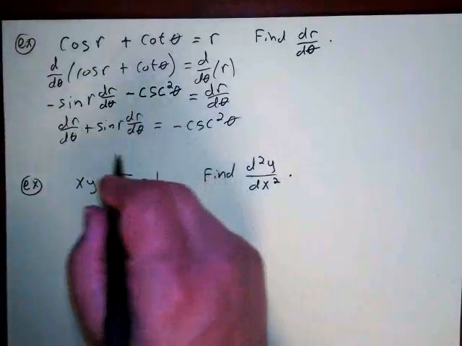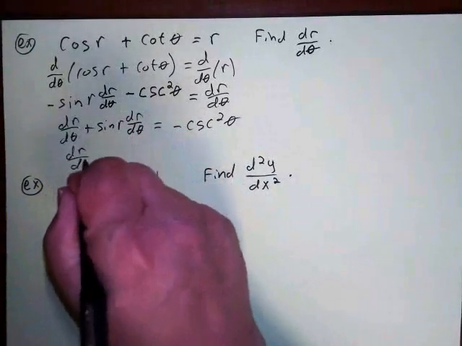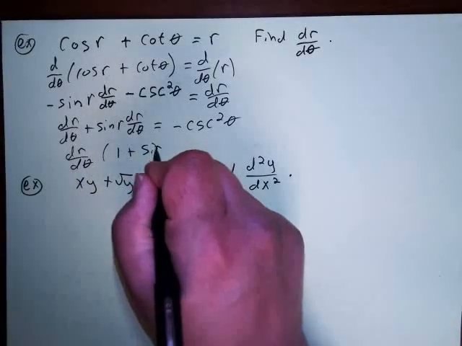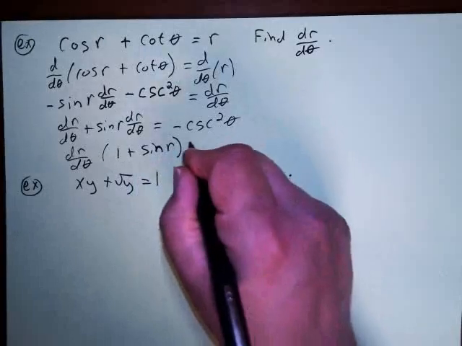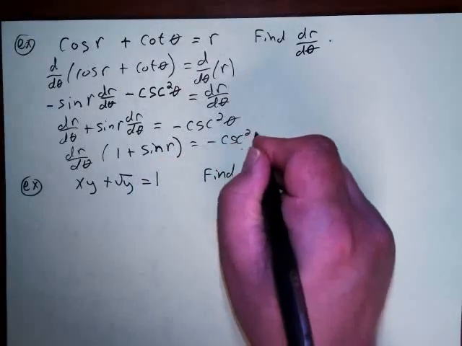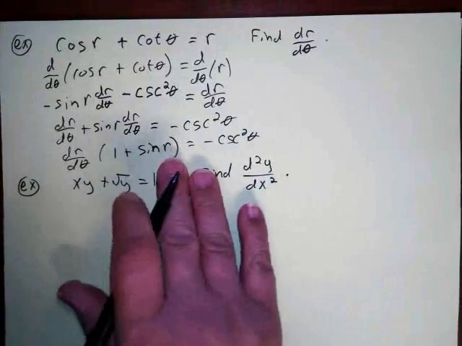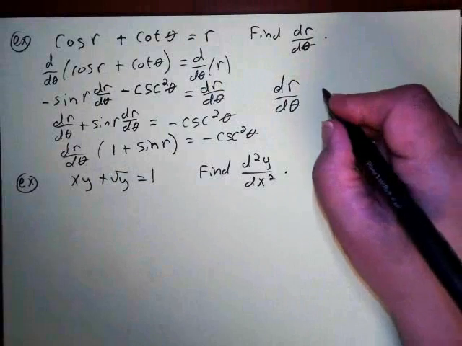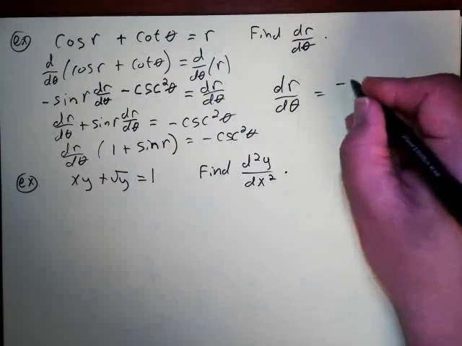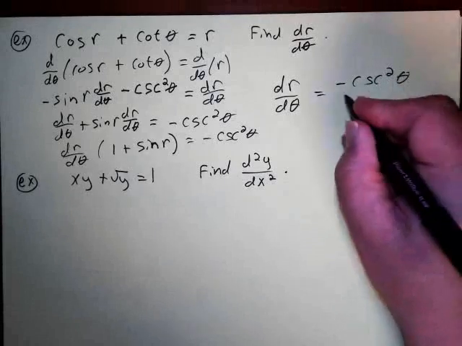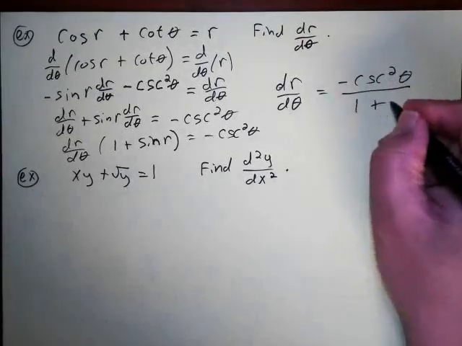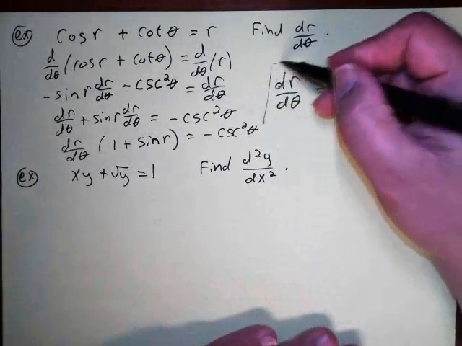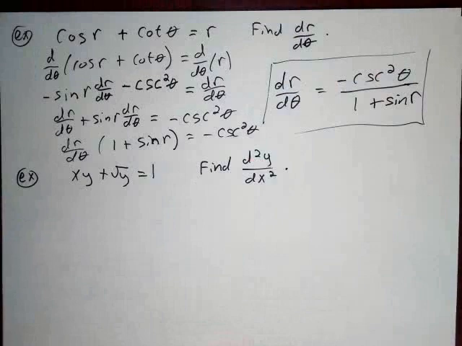Okay, so then I can factor out the dr/dθ, and then I'm left with just 1 plus sine of r, and that's equal to the opposite of the cosecant squared theta. Then I get this by itself by dividing both sides by the 1 plus sine r. So there you go. dr/dθ is equal to that.